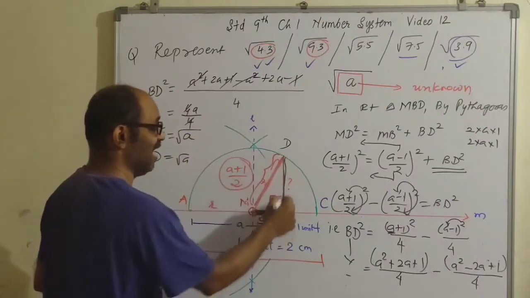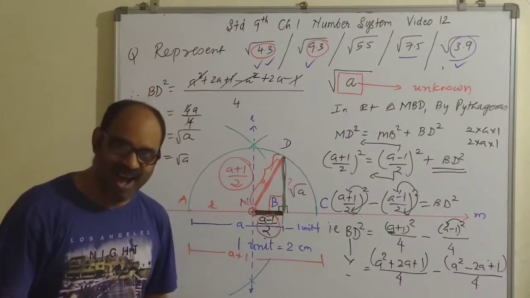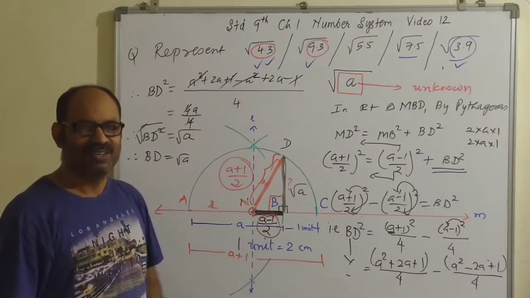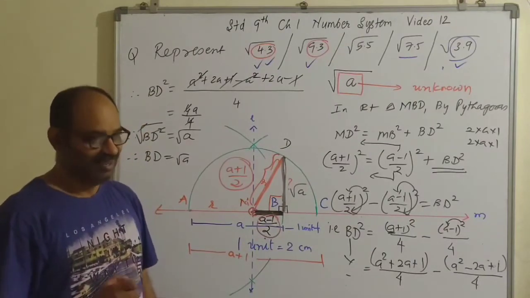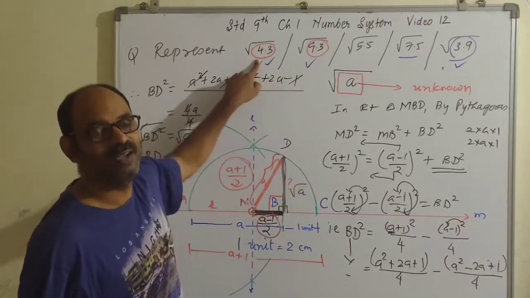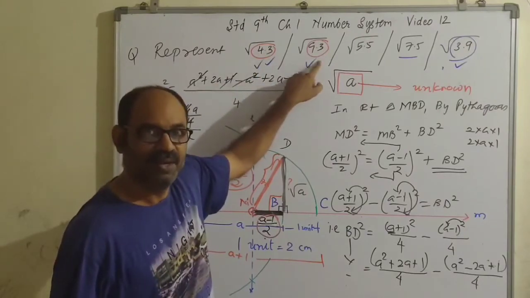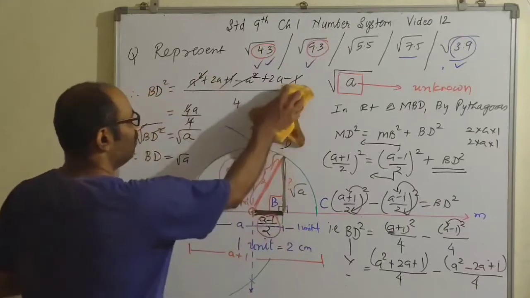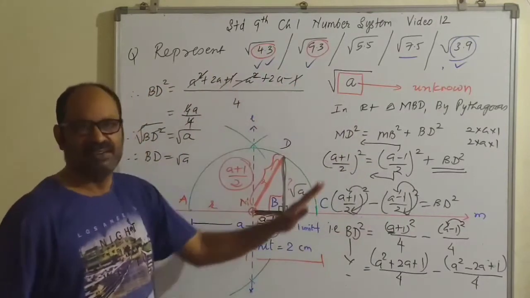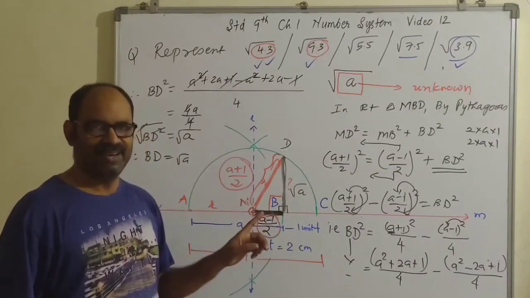Hey children, ये BD, did you get it? Root A. क्या आपको root A मिला? Yes. So you have to do those steps. ये दो examples हम करेंगे. Please, maybe you got a lot confused here somewhere, but see the video repeatedly and try to understand.